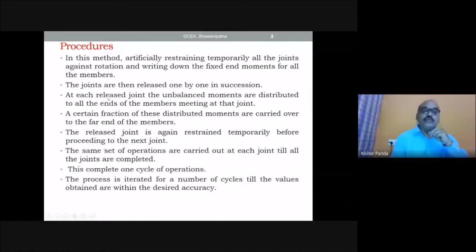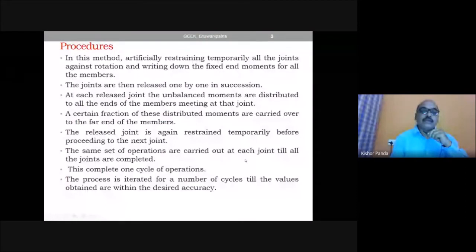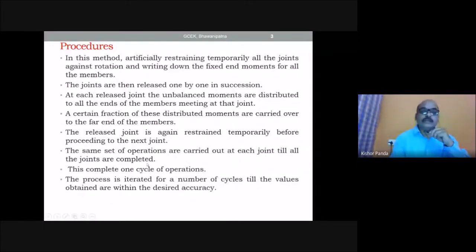Then you go to the next joint, which should be unrestrained. Again you balance the unbalanced moment, distribute it to the ends of the members meeting at the joint, and carry over to the other end. Half of the moment is carried over to the other end of the member. The same set of operations is carried out at each joint of the continuous beam till all joints are completed. This completes one cycle of operation.